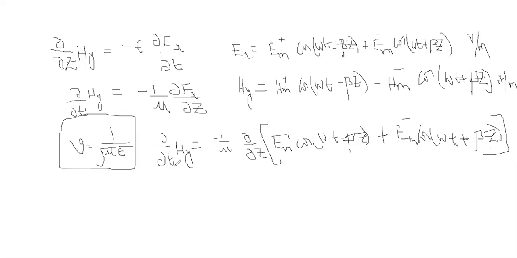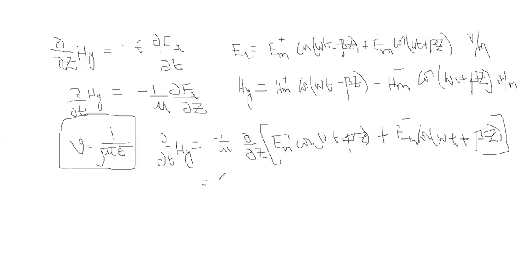So in the right hand side with respect to the t, and in the left hand side with respect to the t of magnetic field, and in the right hand side with respect to the z electric field. So Em plus is a constant and Em minus is also constant. Dou by dou z of this function cos omega t minus beta z. The derivative of the cos is a minus sine, and here the minus beta z, the omega t is a constant, the minus beta z is there, we'll get a beta value.